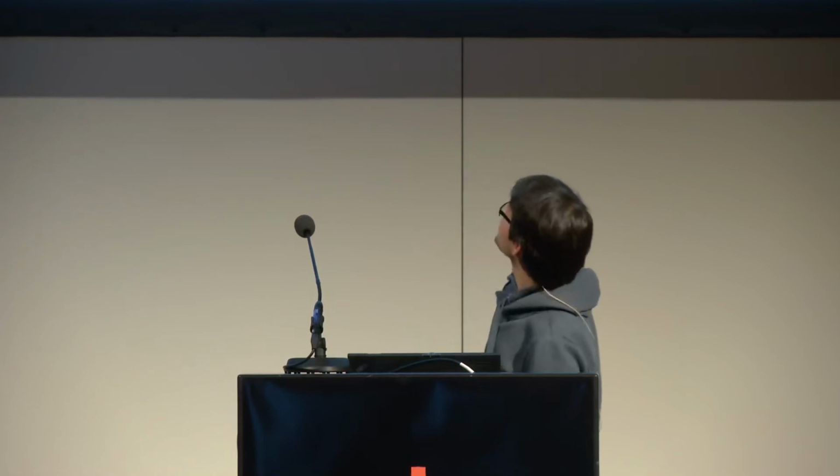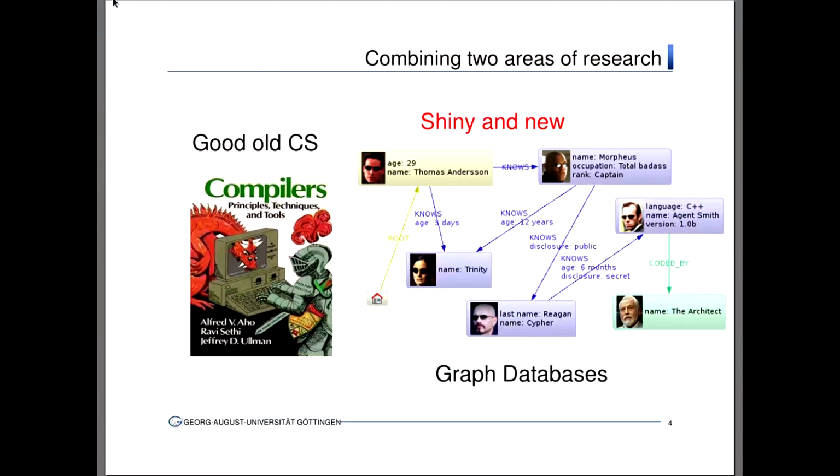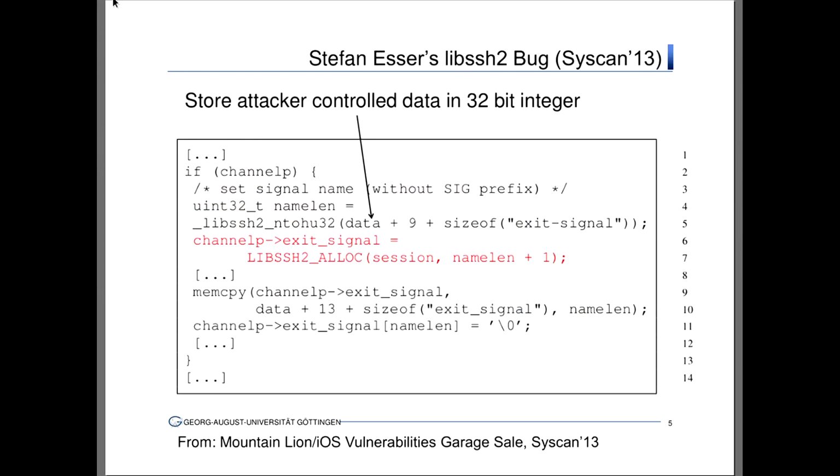Now, zooming in a little, what you're going to be seeing today is I'm trying to look at two very different topics and showing that they actually have something in common, that they actually fit nicely together. So one of them is good old computer science compiler construction, and the other is the shiny and new graph databases, or as some people like to say, big data, right? And we're going to see that they actually fit nicely together. That's what I want to achieve in this talk.